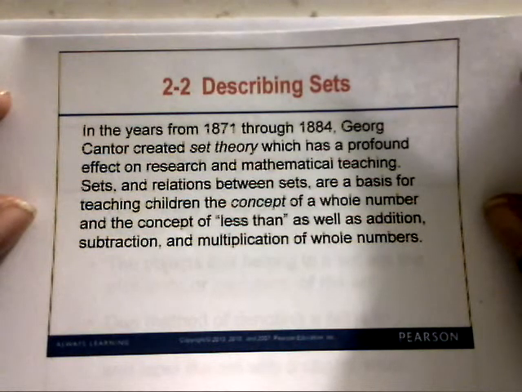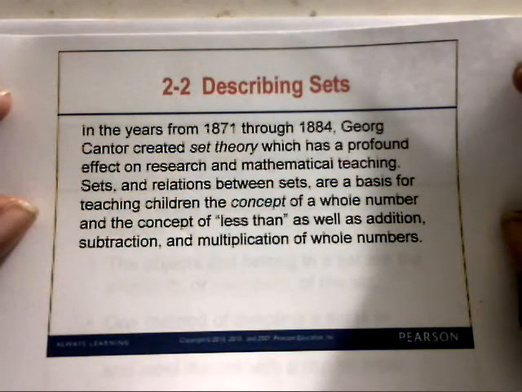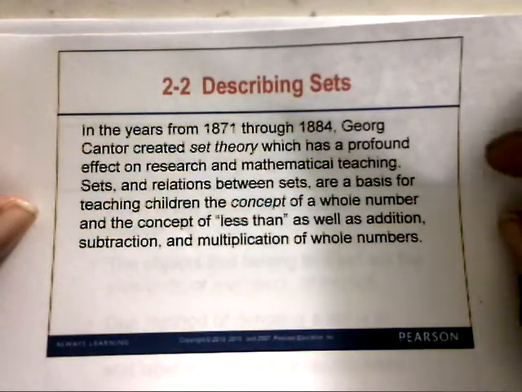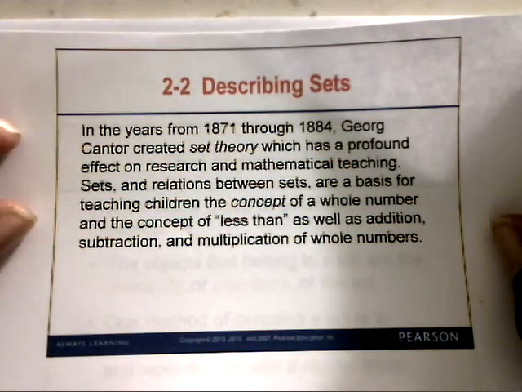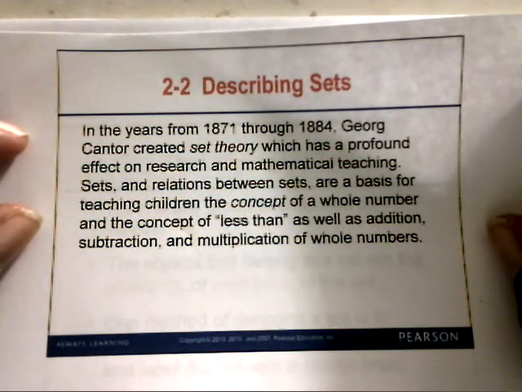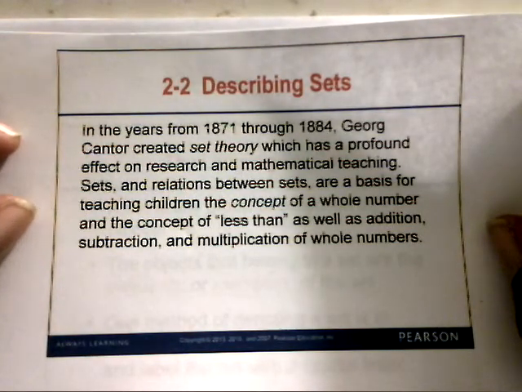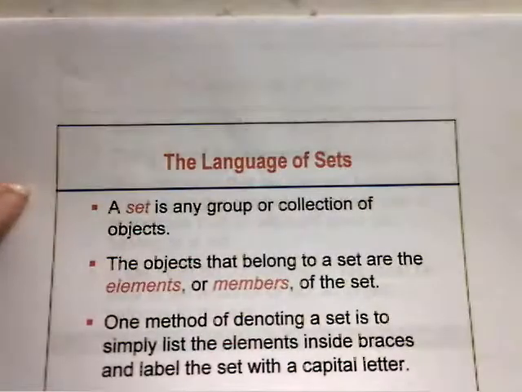In the years from 1871 through 1884, George Cantor created set theory, which has a profound effect on research and mathematical teaching. Sets and relations between sets are the basis for teaching children the concept of a whole number and the concept of less than, as well as addition, subtraction, and multiplication of whole numbers. So here we're going to be looking at what sets are and how to describe those types of sets.